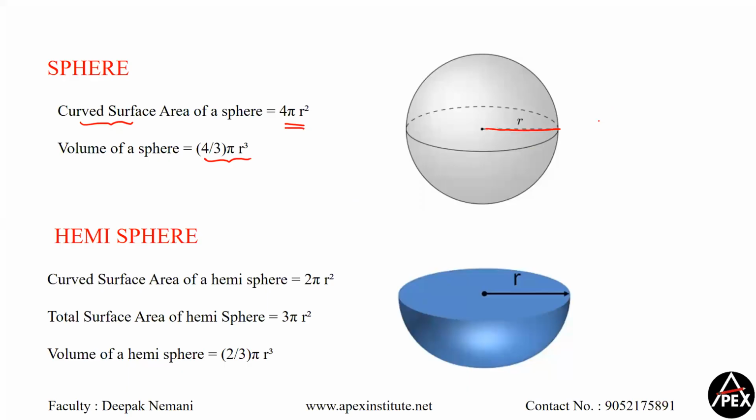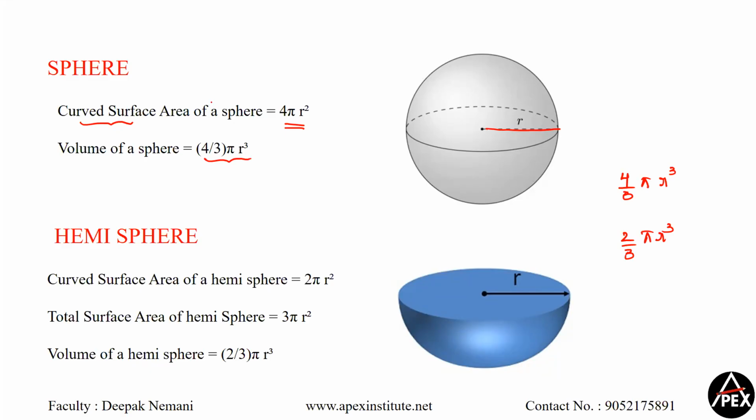Now coming to the hemisphere. So when you cut a sphere along its center, by a plane passing through its center, you will have two equal hemispheres, isn't it? Now the hemisphere will be having curved surface area and total surface area. Please be cautious. And the volume of the hemisphere will be half of the sphere's. So the sphere's volume is 4 by 3 pi r cube, so the hemisphere's volume will be half of that, 2 by 3 pi r cube.